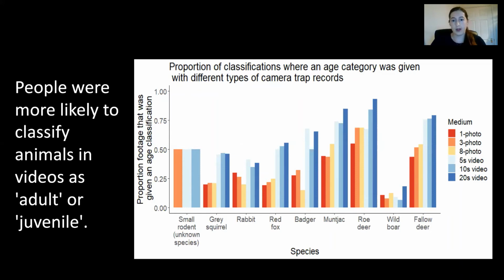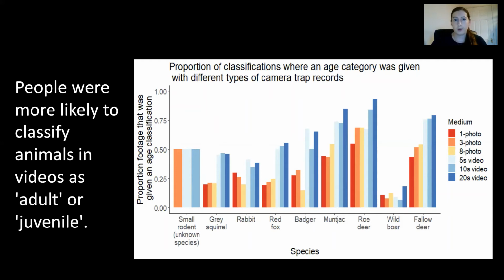And again, we see differences between the species. So people are more likely to supply this information, particularly for deer, it seems. And this could be because people think it's quite clear when you have a juvenile and an adult deer, because you get those differences in coat pattern as well. People were not very likely to try and identify a wild boar as an adult or juvenile.